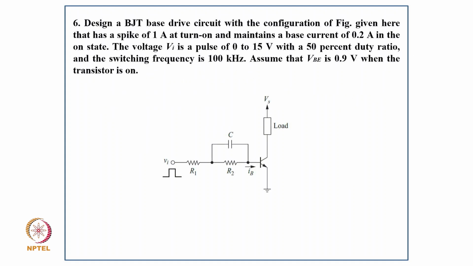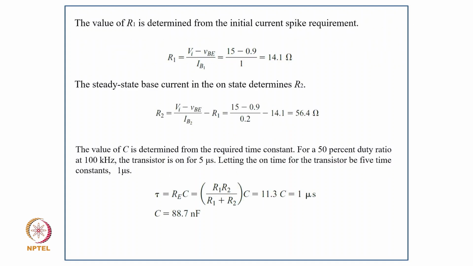So coming now to numerical problem 6. Design a BJT based drive circuit with the configuration of the given figure below that has a spike of 1 ampere at the turn on and maintains base current of 0.2 ampere in the on state. The voltage Vi is a pulse of 0 to 15 volt with 50% duty ratio, and the switching frequency is 100 kilohertz. So assume that VBE is 0.9 volt when the transistor is on. You can clearly see how the Vi is applied and the IB current goes through, and the transistor works in series with the load.